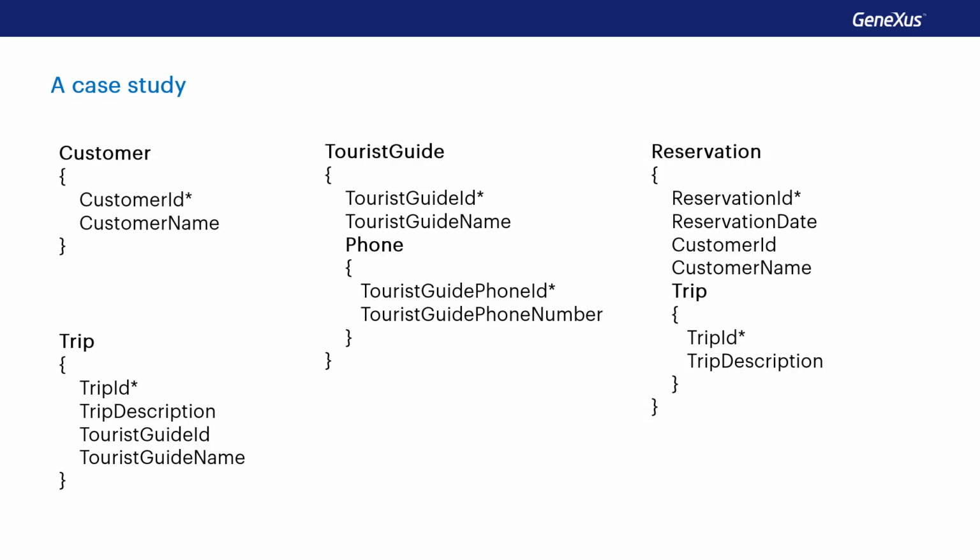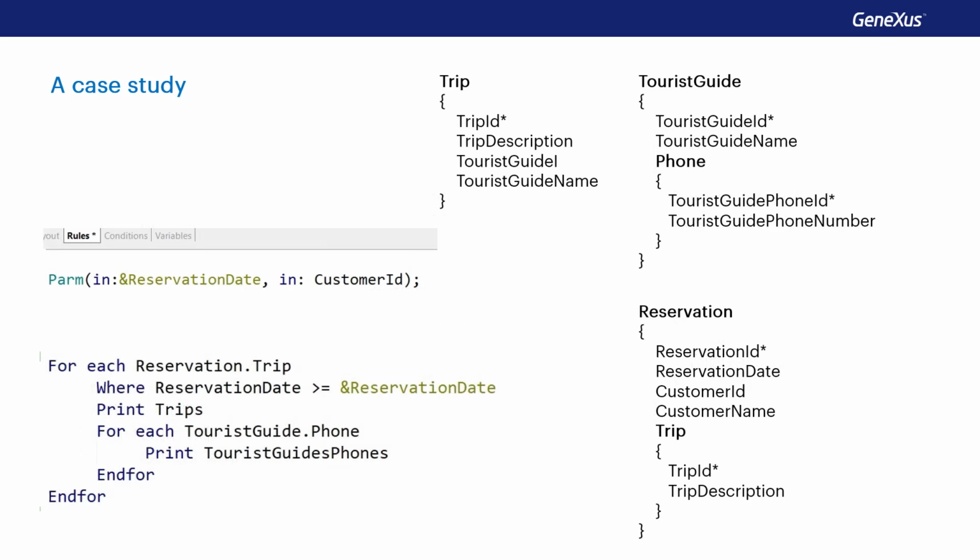To solve this, we propose the following source. Let's examine if the information listed is the one we're asked for. There's a couple of nested for each commands. In the first one, we explicitly say that the base table will be the one corresponding to the trip level of the reservation transaction, that is to say, the one called reservation trip.